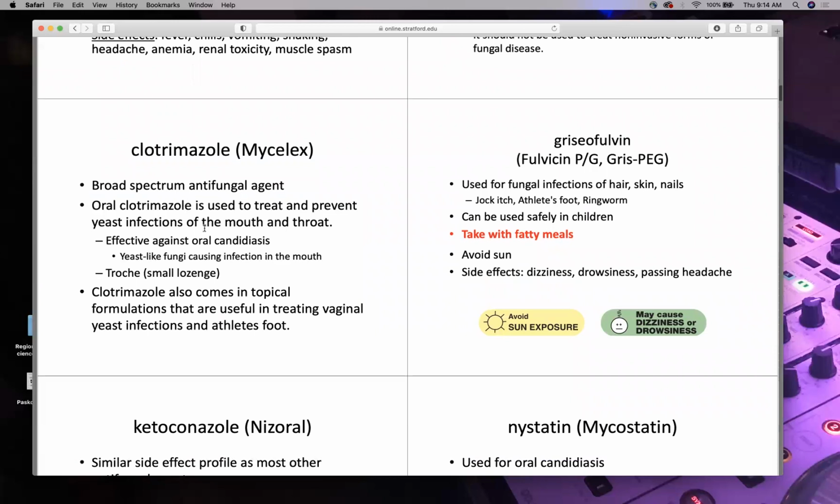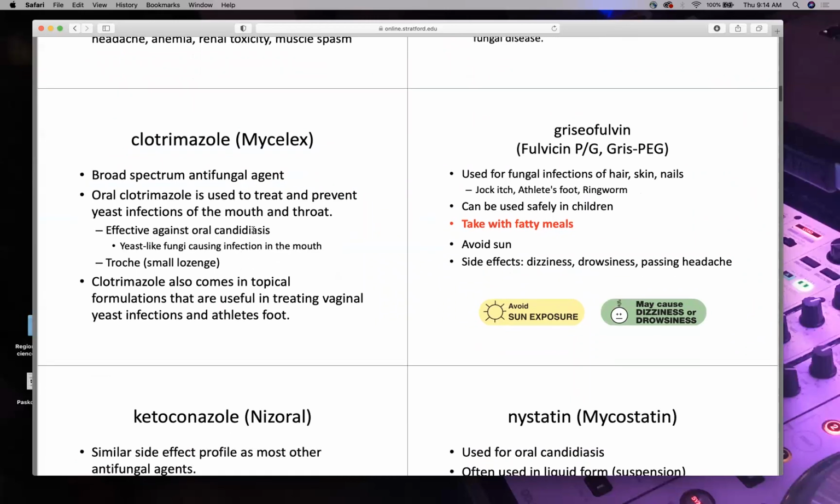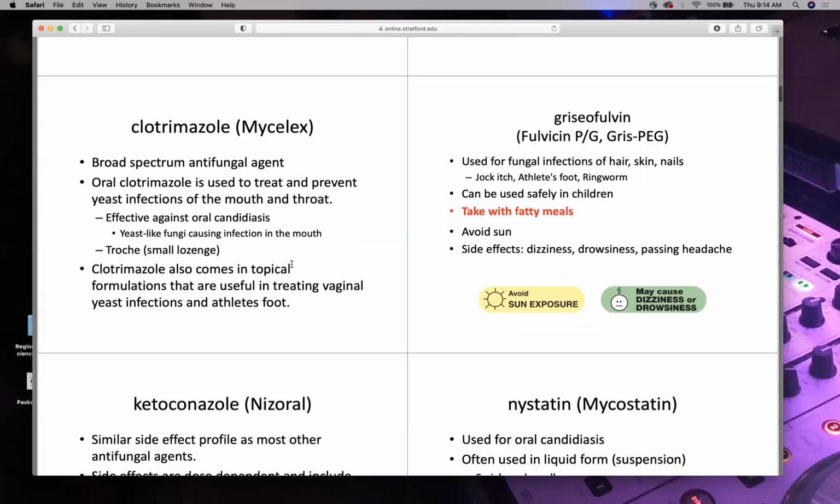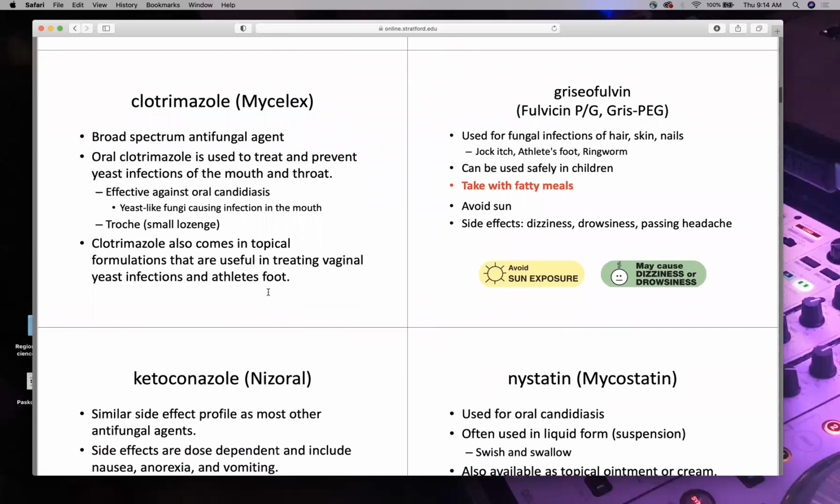Clotrimazole, another broad spectrum, right? And it's good for mouth and throat. Okay, it also comes in topical. And remember, I told you I gave a suppository for my patient. Remember, if it says topical, that means it should be used in the area, right?